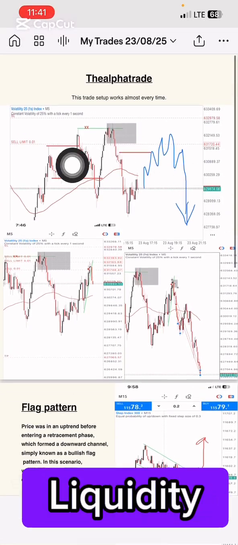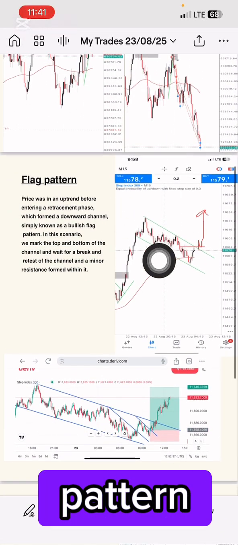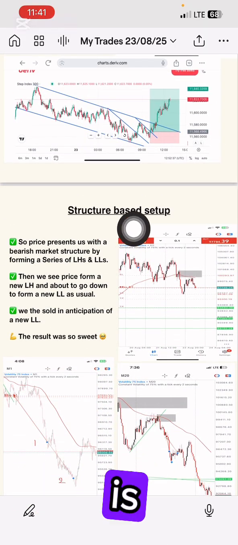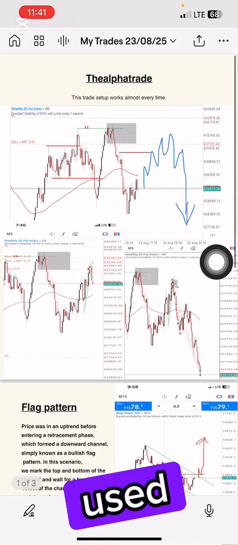This one is liquidity based, right? Then this one is pattern based, flag pattern. Then this one is structure based. You can see this one is structure based setup here. So these are setups I used making profits.